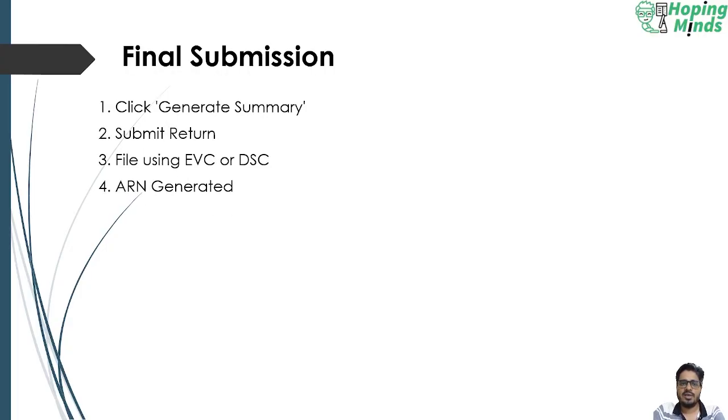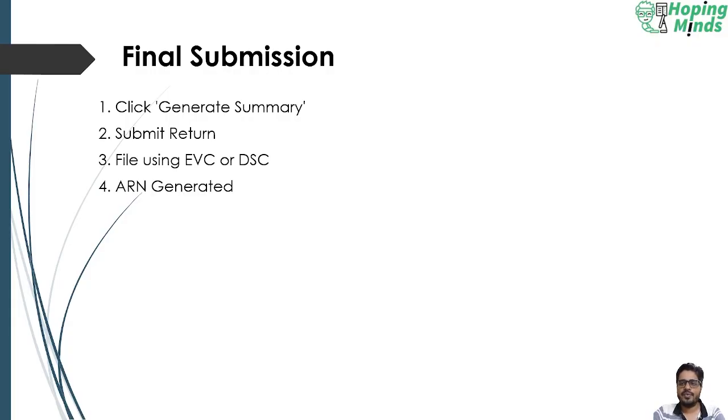So, final submission. In the final submission process, we have to generate the summary and submit the return using the EVC or digital signature certificate. And finally, the ARN for the reporting period is generated against the return submitted. So this is the overall process of submitting the GSTR1 return.